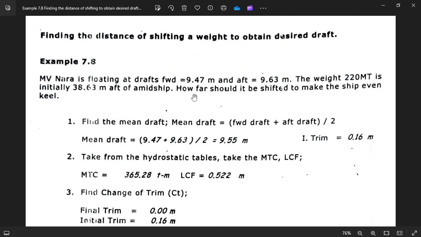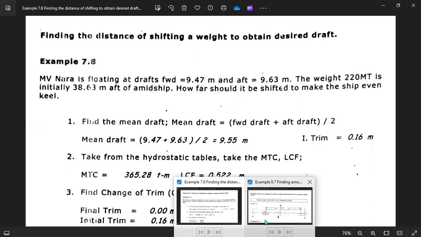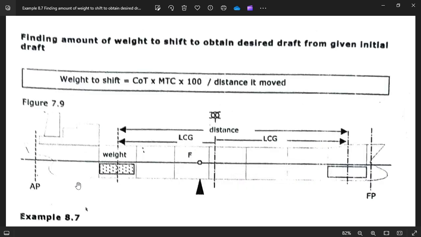How far should it be shifted to make the ship even keel? Let's say she has a trim of 16 centimeters. Meaning, the question was, she is trimmed by 16 centimeters. What will be the distance to shift this weight forward so that the vessel will be even keel?